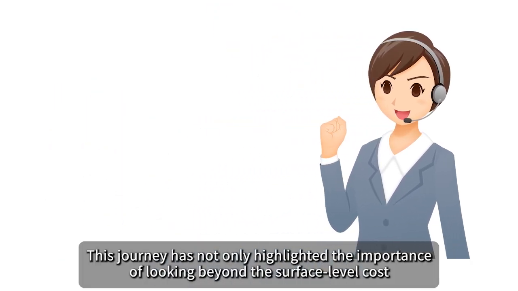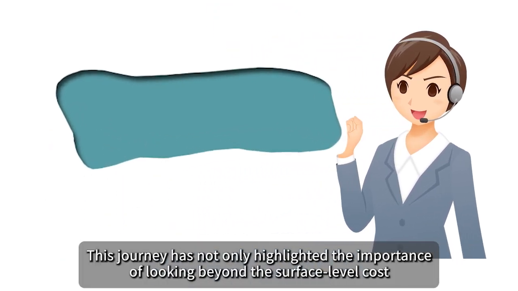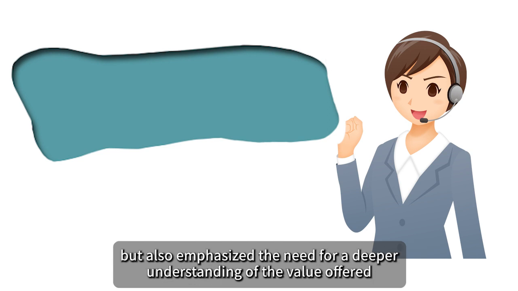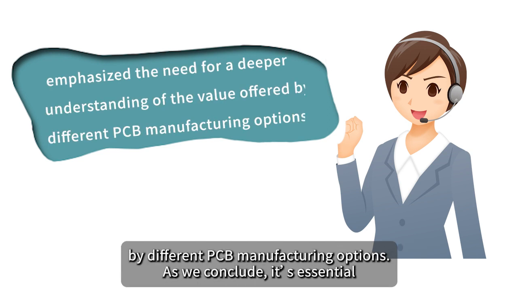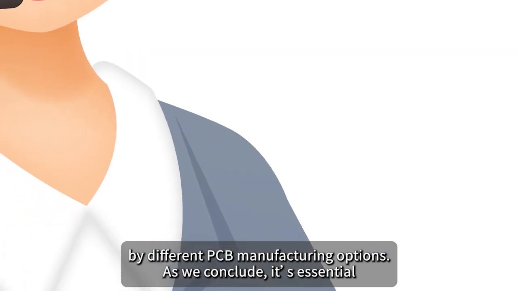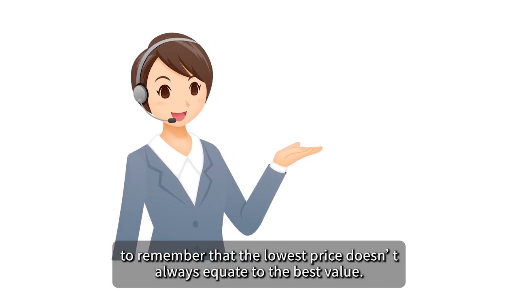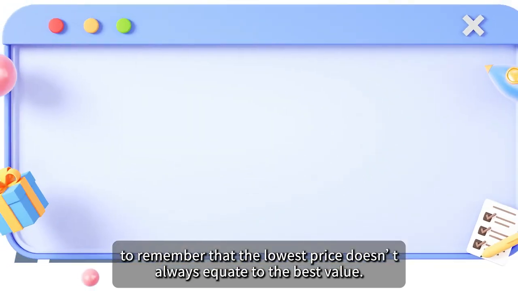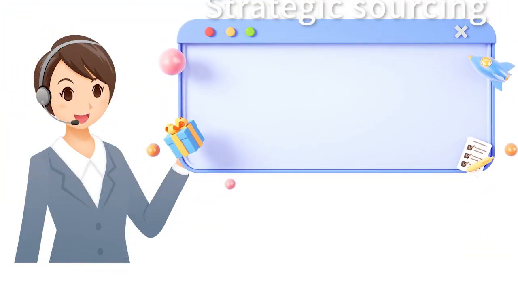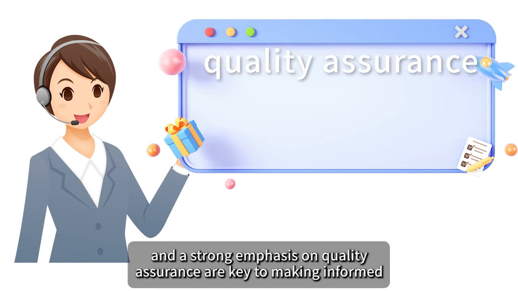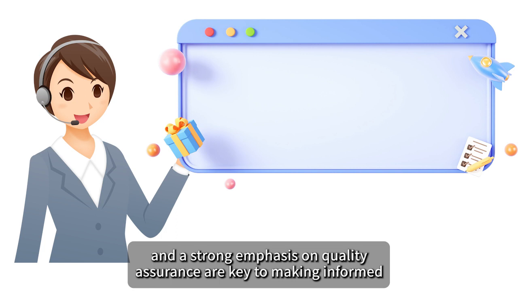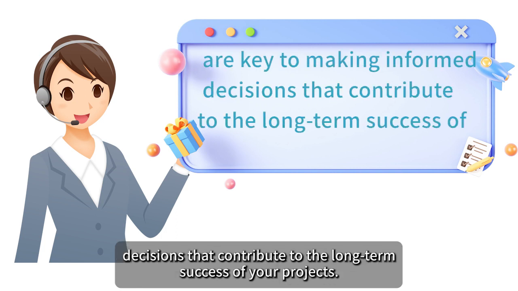This journey has not only highlighted the importance of looking beyond the surface-level cost, but also emphasized the need for a deeper understanding of the value offered by different PCB manufacturing options. As we conclude, it's essential to remember that the lowest price doesn't always equate to the best value. Strategic sourcing, technological leverage, and a strong emphasis on quality assurance are key to making informed decisions that contribute to the long-term success of your projects.